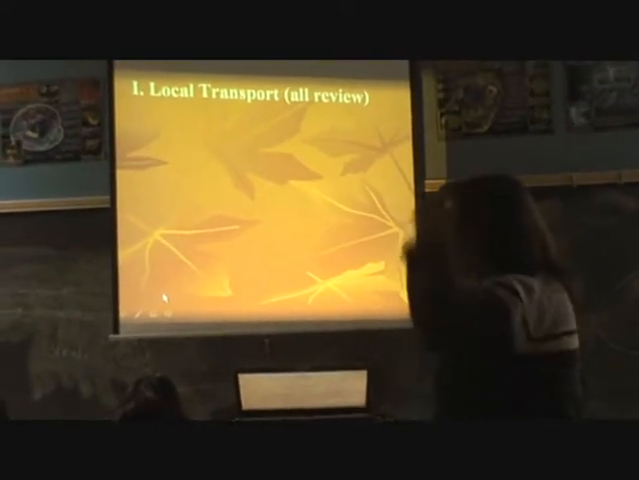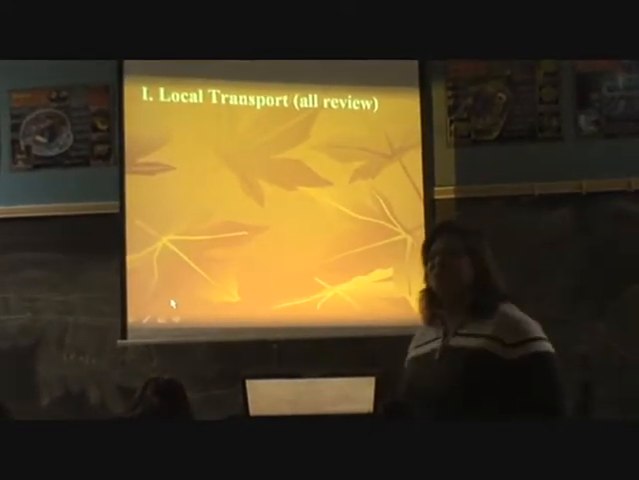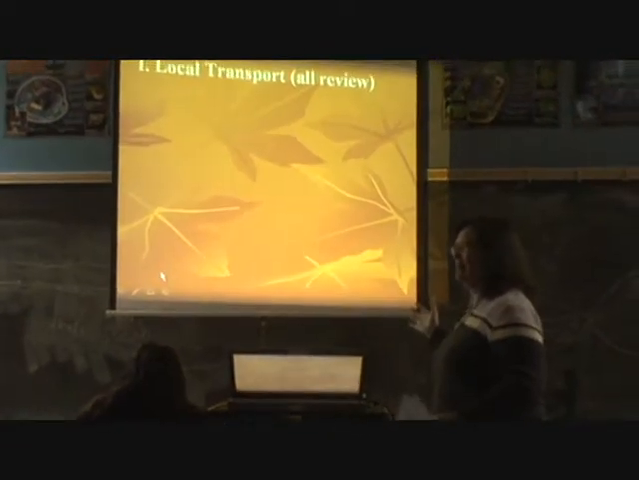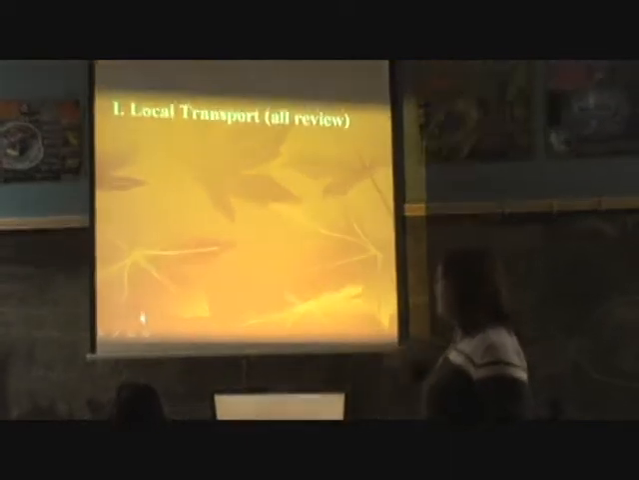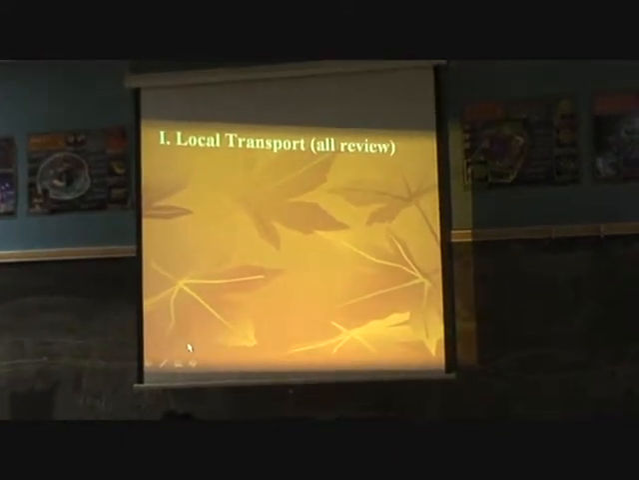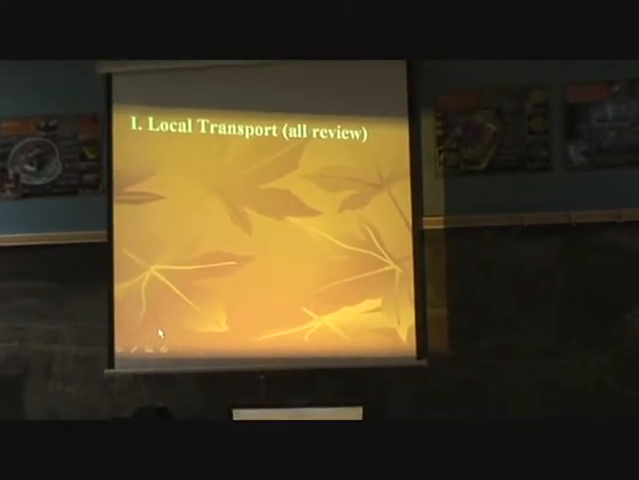Okay. So guys, there's basically three kinds of transport that a plant does. If you think about transport in us, our vascular system, we know that it's our blood. Everything is carried through the blood and then diffuses out, but plants have two kinds of vascular tissue. They have xylem and phloem. But in addition to that, we're going to talk about local transport.